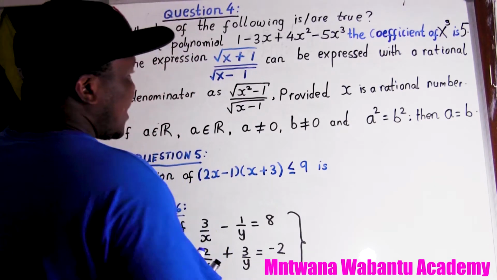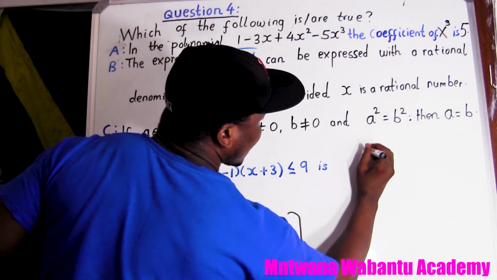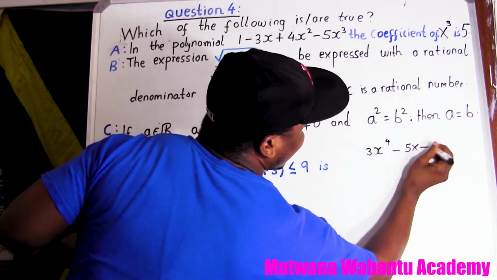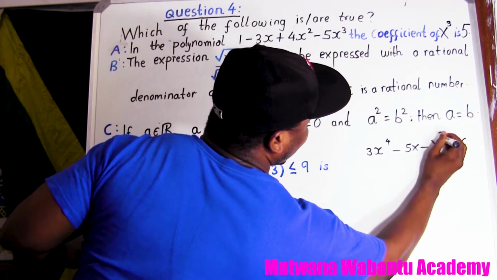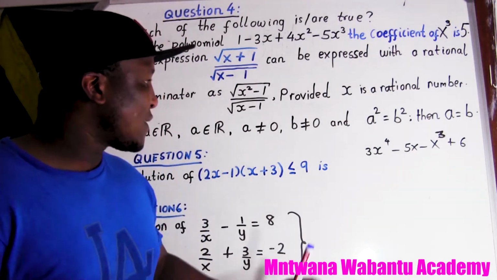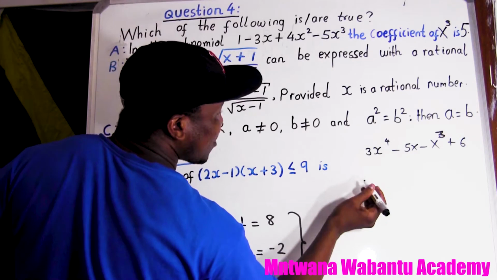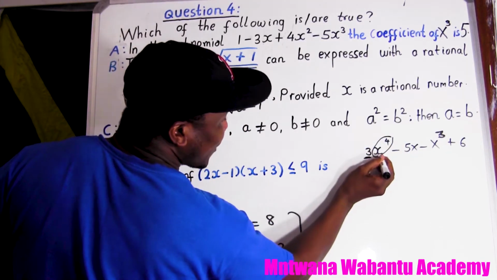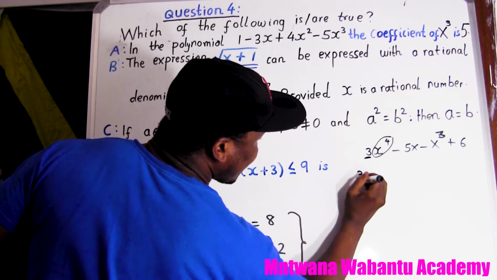Okay, coefficient meaning, look, if somebody gives you, let's say, 3x to the power 4 minus 5x cubed plus 6. If you ask what the coefficient of x to the power 4 is, this is my x to the power 4, so you look at the number prior to x to the power 4. So the coefficient of x to the power 4 is 3.